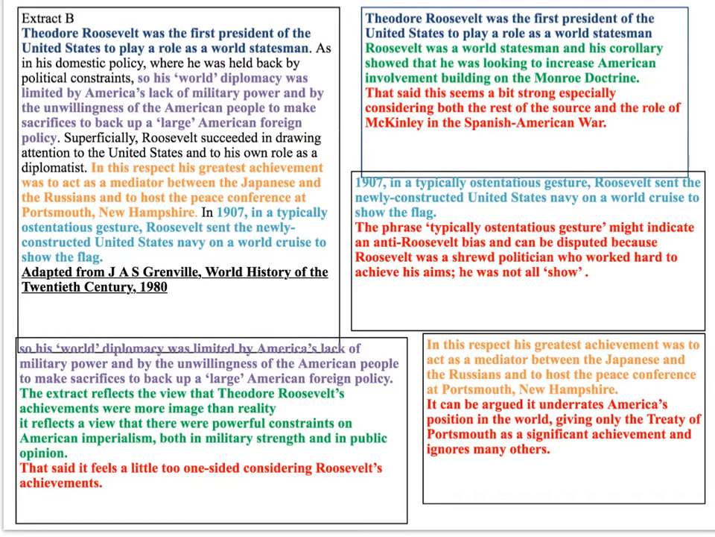And again, the blue box there, in this phrase, a typically ostentatious gesture, indicates an anti-Roosevelt bias and can be disputed. He was a shrewd politician who worked hard to achieve his aims. It was not all show. So again, I do what I suggested last time.